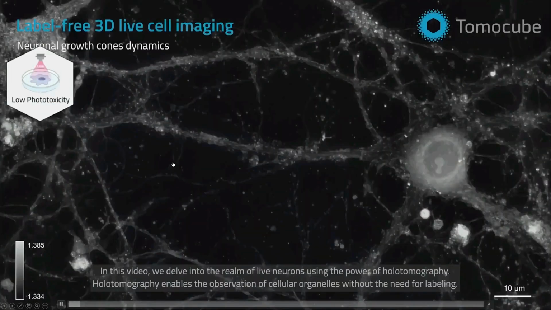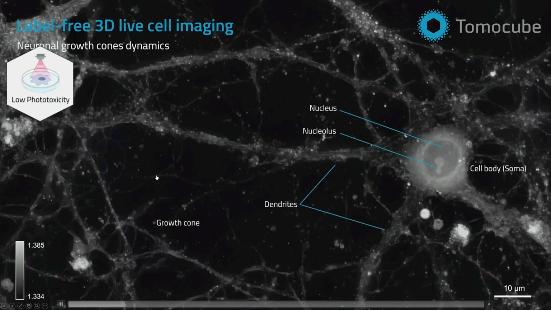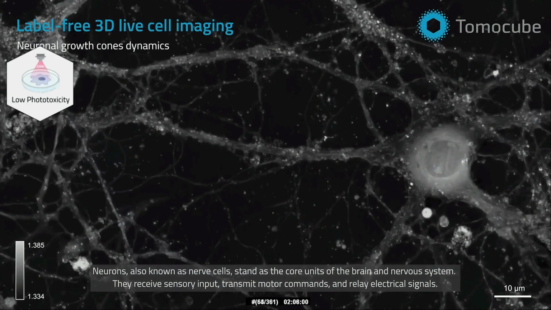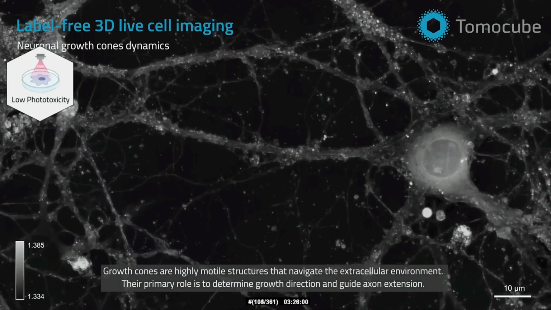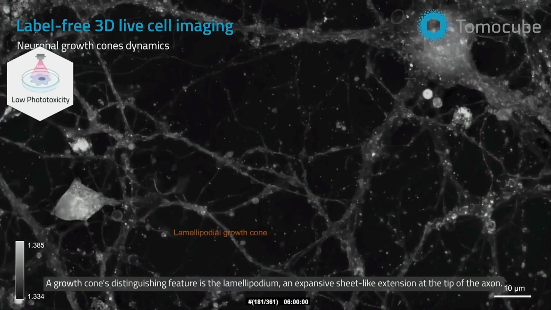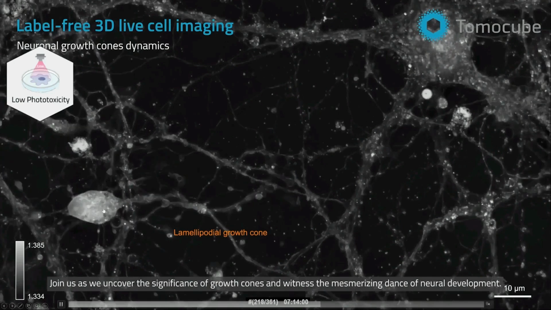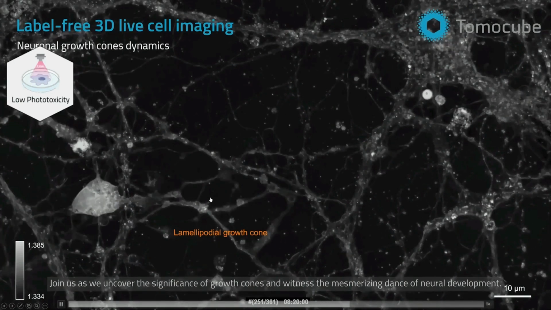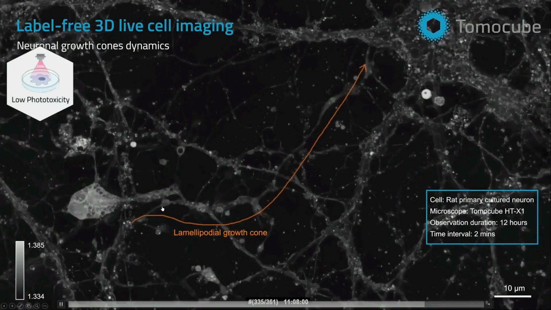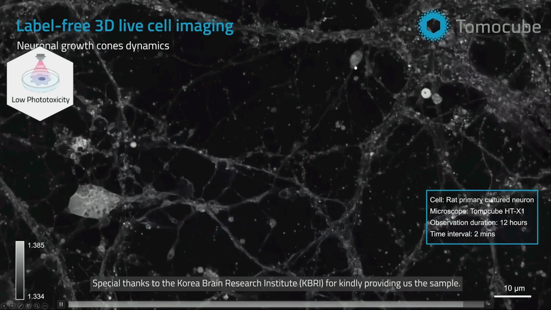And due to low phototoxicity, you can apply HCT to the study of neuroscience or iPSCs, where you have to worry about cell viability very carefully. In this case, this is a primary cultured neuron, and you can see the cellular networks and dynamics of the neuron, and the lamellipodia and growth cone can be easily observed. This is a 12-hour movie, and you can see the growth of the lamellipodia cone toward the other cell. So this is one example showing the power of the low phototoxicity of HCT.